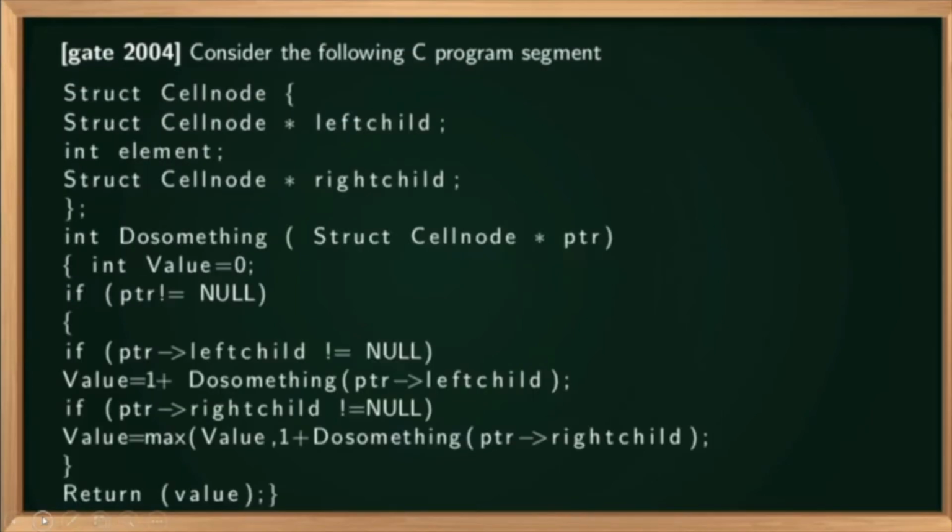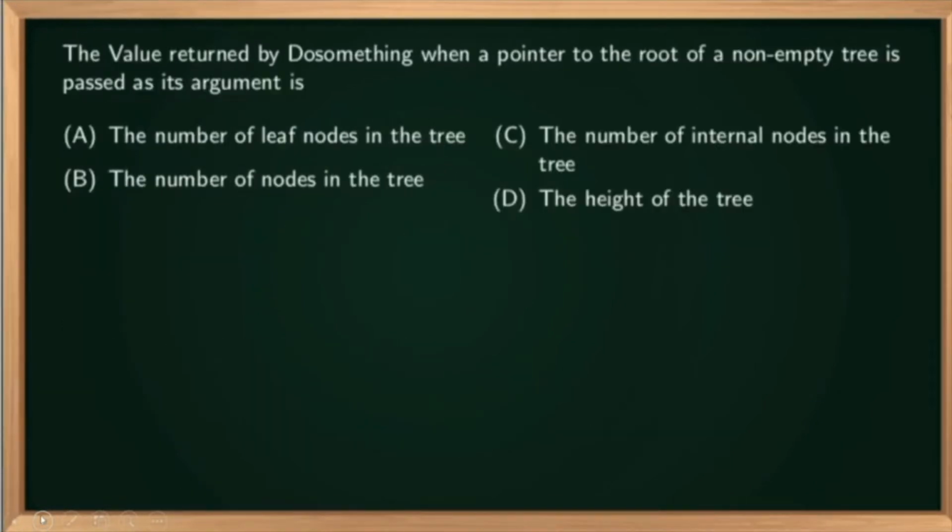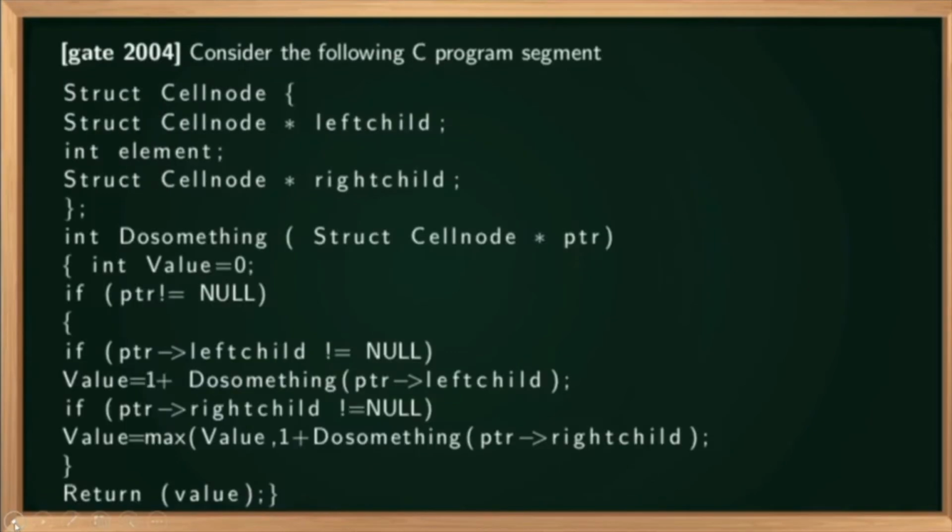Okay. So we have a program here, and the question is: what is the value returned by do something when a pointer to the root of the non-empty tree is passed as its argument, and we have 4 choices. You can take a screenshot of this slide, then we'll move back to the previous slide. So I have a program here.